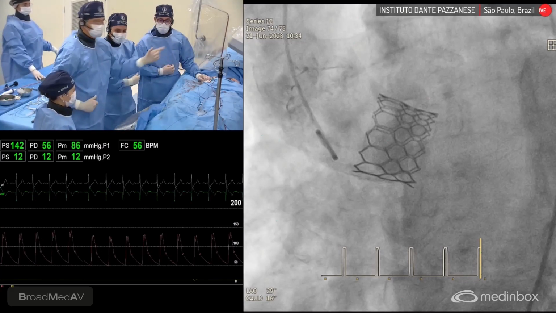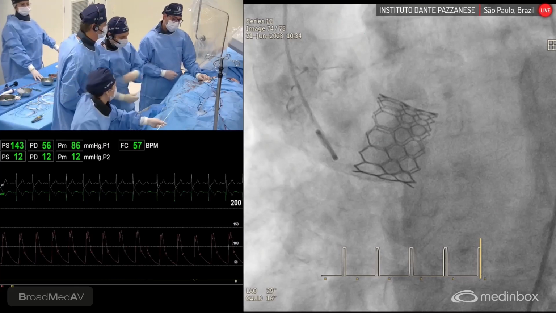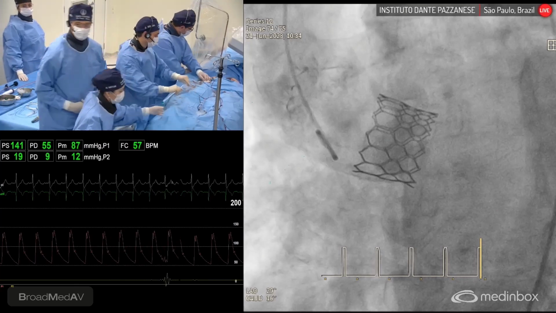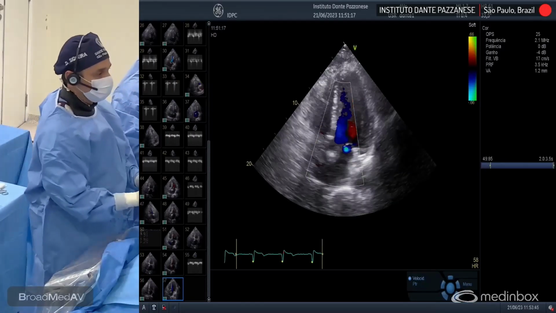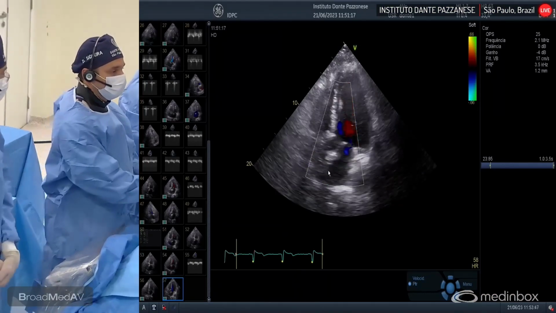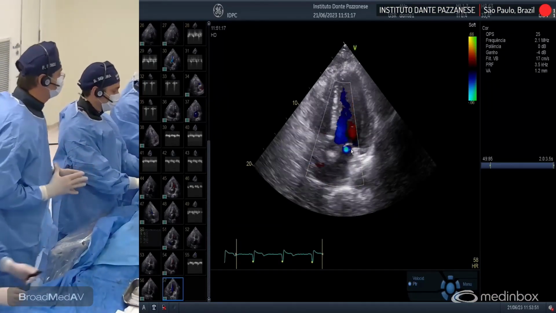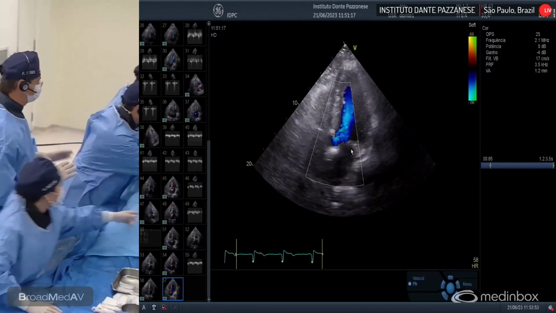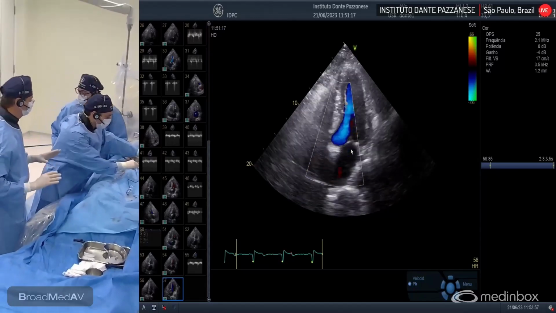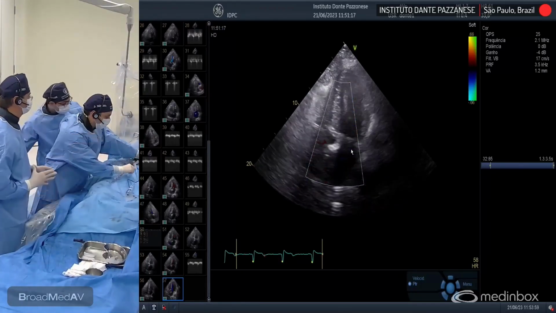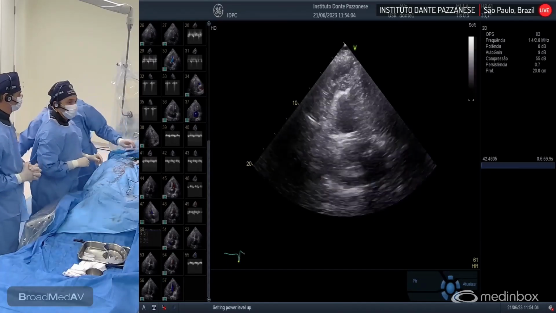So let's have now the echo image on the big screen, and Wendy is going to show us the final images, please. Okay, great. Right here we can see the flow through the valve. So for the audience, what do you look for at this time? The procedure is just fine. We finish with low gradient, no aortic regurgitation by angio. What can the echo help us with right now? Well, Wendy, please.